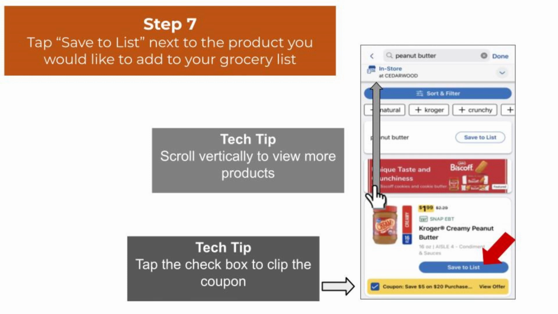Some items will have a yellow banner underneath it. This banner means there is a coupon available for the product. If you would like to add the coupon, tap on the empty checkbox. You can also tap on the words View Offer on the right side to see more details about the coupon.